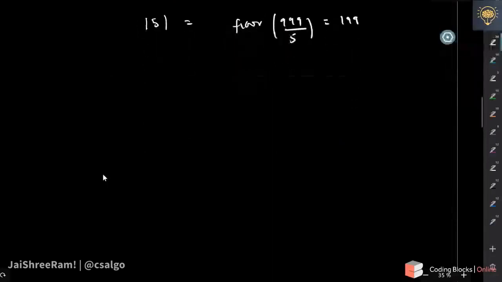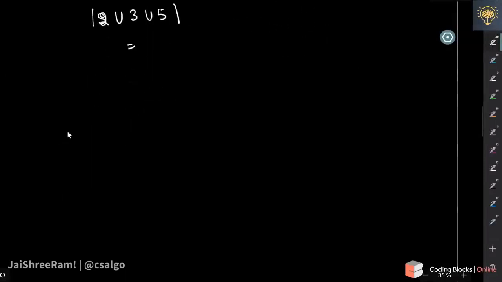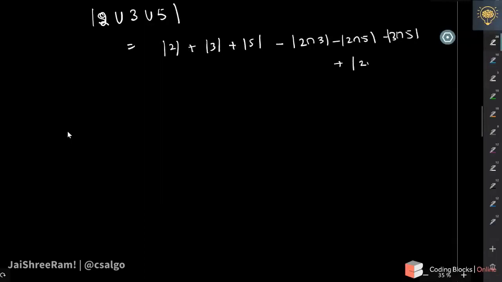Now, what is the problem statement? The problem says I want to find all those numbers which are divisible by 2 or 3 or 5. This can be written as the cardinality of set 2 plus the cardinality of 3 plus the cardinality of 5, minus the cardinality of 2 intersection 3, minus 2 intersection 5, minus 3 intersection 5, plus all those numbers which are divisible by all three of them. Effectively, this is what we need to figure out.